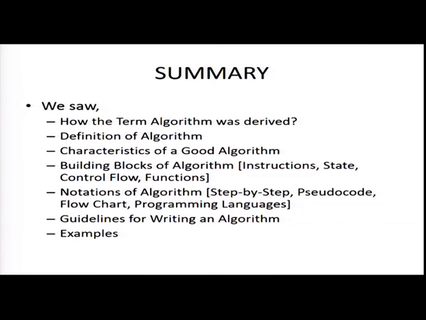Now, let us summarize this session. What are the things we saw? We saw how the term algorithm was derived, we gave the definition of algorithm, we saw the characteristics of a good algorithm, we saw the building blocks of an algorithm: instruction, state, control flow and functions. We saw the notations of algorithms: step by step, pseudocode, flowchart, programming languages. In this session, we have seen only the first, step-by-step notation of an algorithm, and then we saw the guidelines for writing a good algorithm with certain examples.